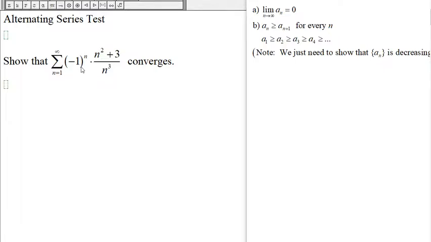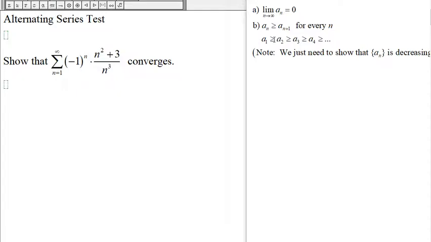Here we have the alternating series of negative 1 to the n times (n squared plus 3) divided by n to the third. And we want to show that this series converges using the alternating series test. And so recall that we want to use the alternating series test to show that the series converges.